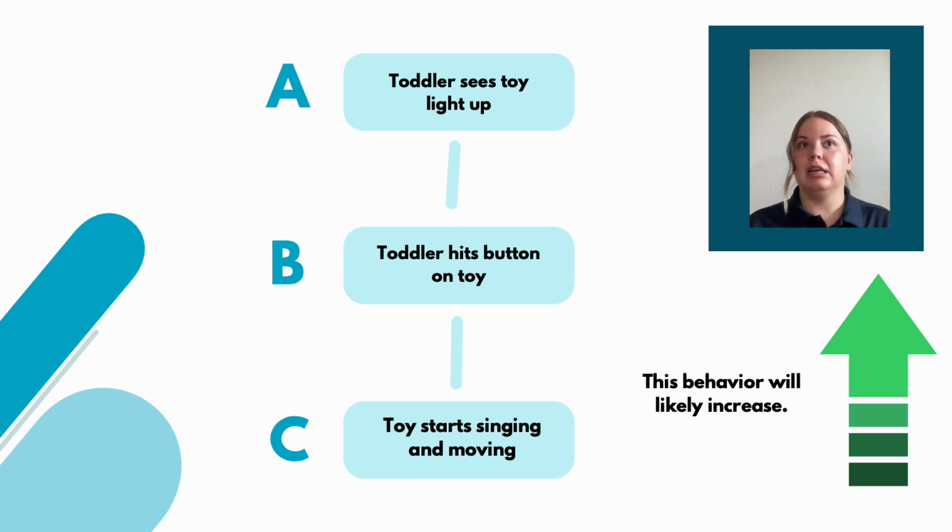So the toddler knows when I hit that button, it does these cool moves, it starts singing, maybe the lights get brighter. So now in the future, that behavior is going to increase, and the next time the toddler's playing with that toy, they're definitely going to hit that button.